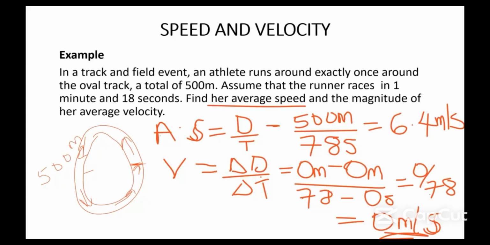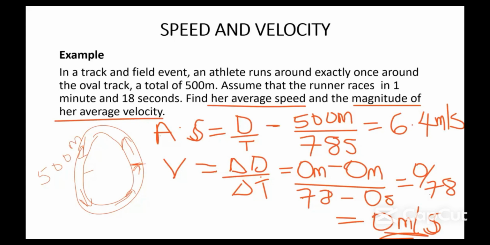But the average speed uses the total distance. Velocity uses the change in displacement. So let's always remember this key point, because these are factors that make students miss these questions in exams.